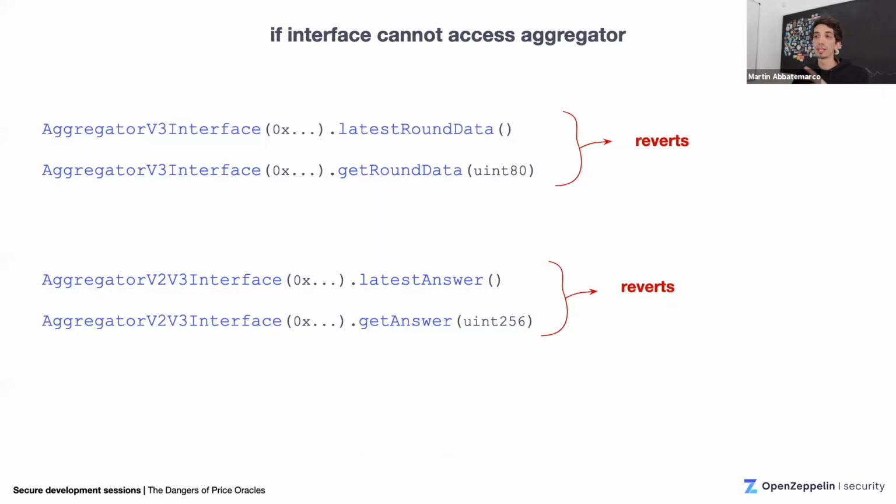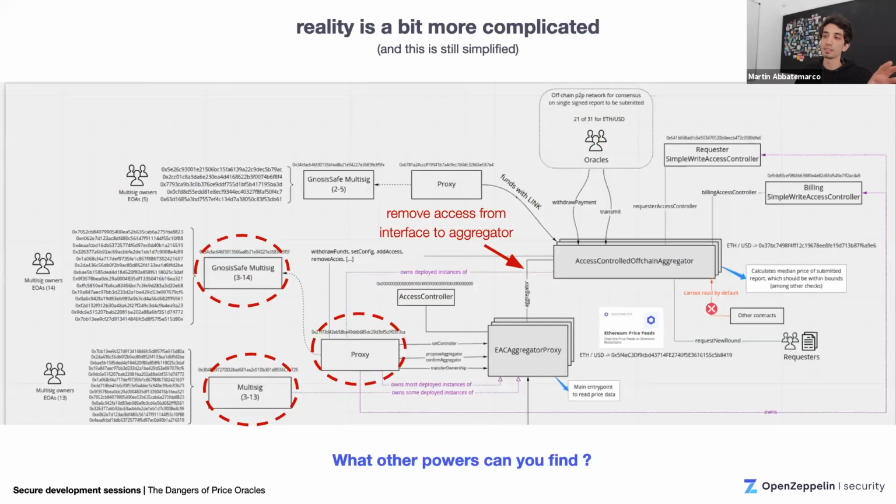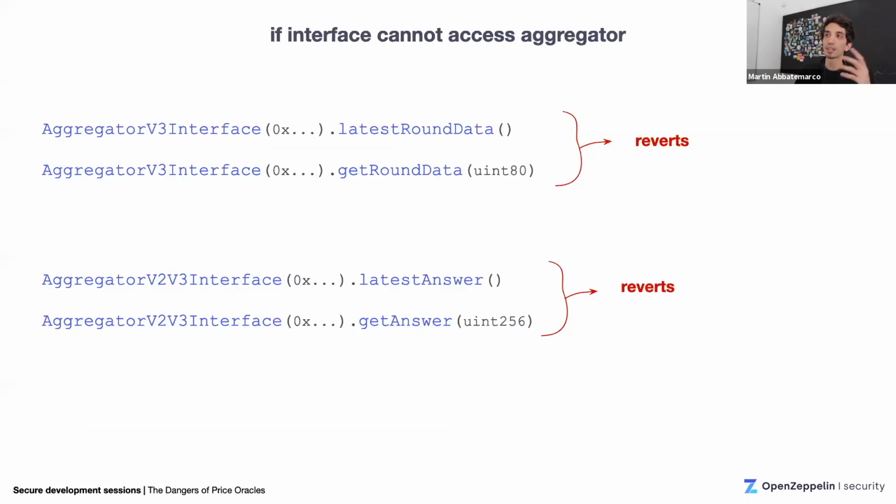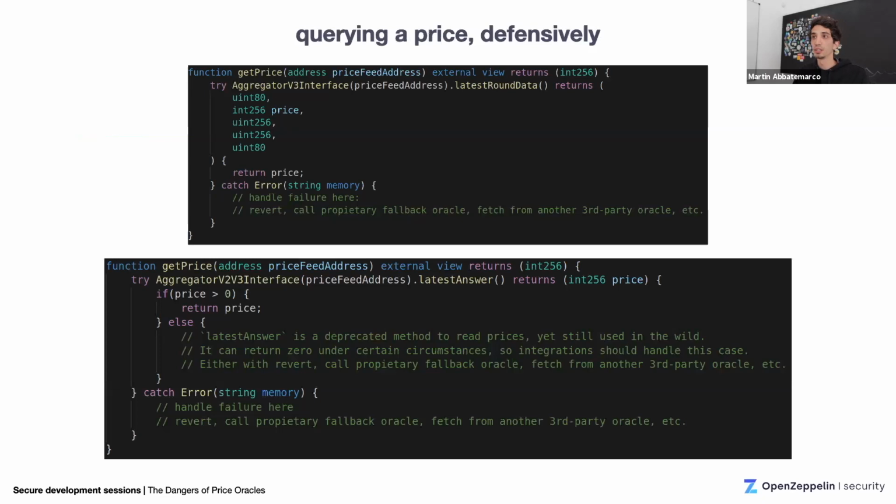So I told you that in the case that this interface, which is the aggregator proxy, cannot access the aggregator, these functions would revert. So you can actually protect against that. It's not that complicated. You can use try catch. At the top, you see for the new interface, the recommended one, we are querying the latest round data function, but just using try catch. And if everything fails, you can at least handle the error safely, and you can do something else with it.